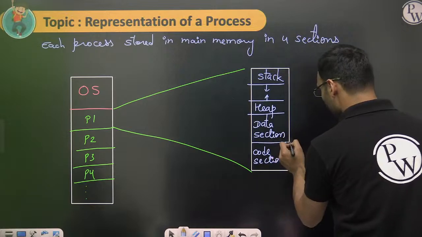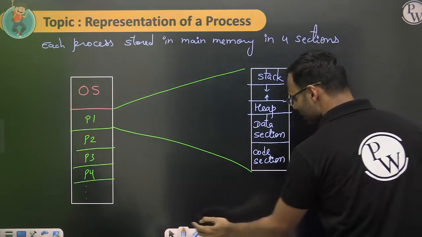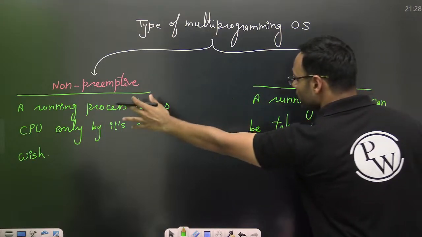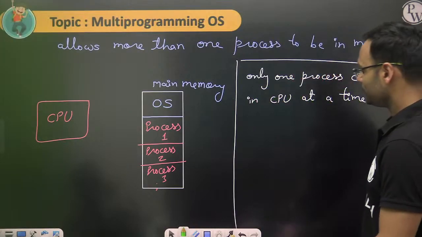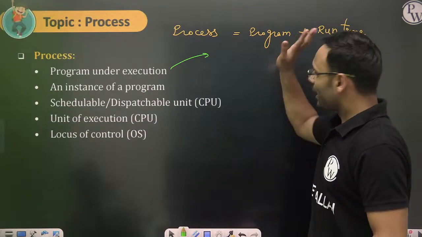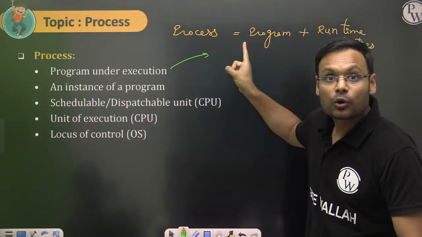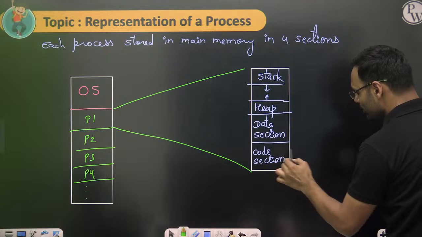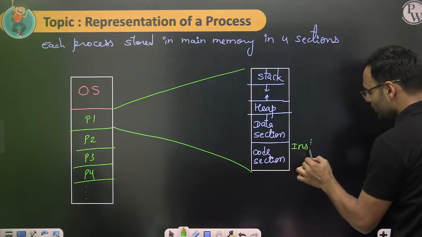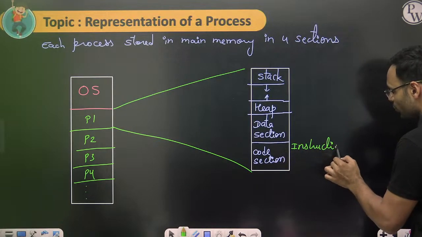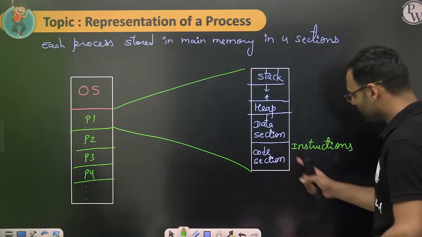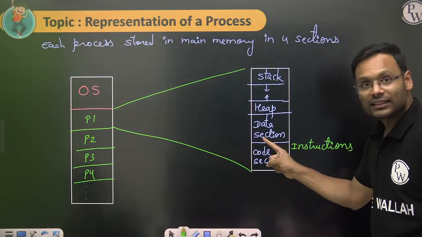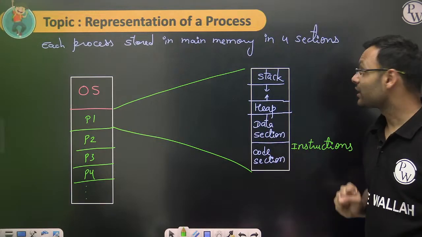Now you should ask me, sir, what are these 4 sections for? Of course, before you ask, I will give you the answer. Look at this. We have a program, right? The code of the program, the instructions, you are storing here. So this is the program. Apart from that, these 3 things come under runtime activity.